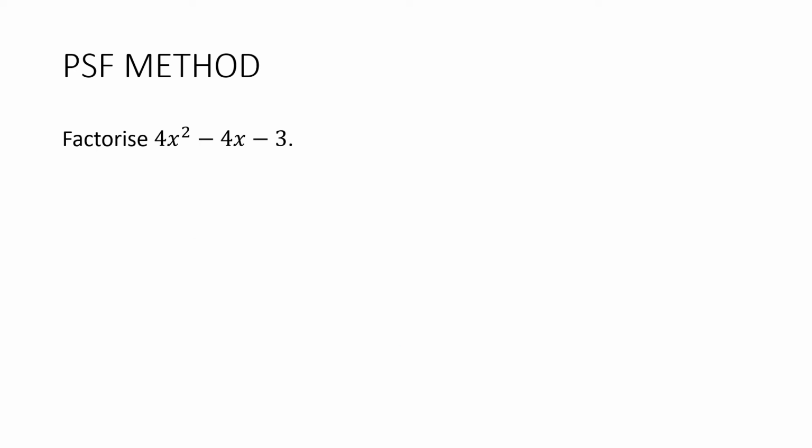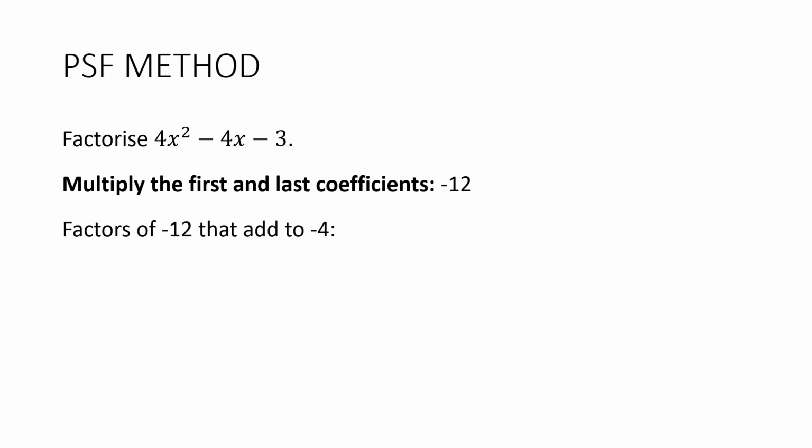Now, arguably the most common method taught these days is the product sum factor method. And it's a good method, but it does have a first step, which is to multiply the first and last coefficients. And if you forget that step, you're stuck. So we go 4 times negative 3 is negative 12. And now we continue as before. We want factors of negative 12 that add to negative 4. And they are going to be 6 and 2, and we want the bigger one to be negative, so negative 6, positive 2. Now we're going to take this minus 4x and change it into minus 6x plus 2x, like this. You see here?